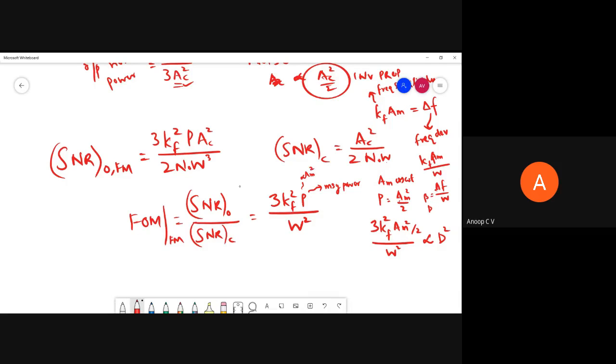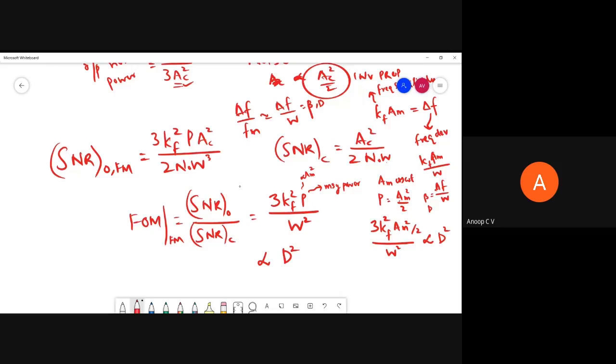P will be proportional to am square, the maximum magnitude of the message square. So this kf into am will become delta f. Kf into am divided by w will become the frequency deviation ratio, delta f by fm, or delta f by w. We can call it the modulation index or frequency deviation ratio. So this is proportional to d square.